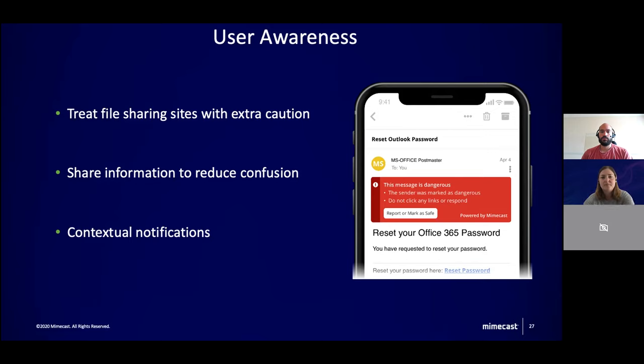Oh, and finally, thinking back to impersonation attacks and anomaly detection, making sure that your end users have the context to make good decisions is key. If they don't know why something might be bad, it's really much harder for them to make the right decision.